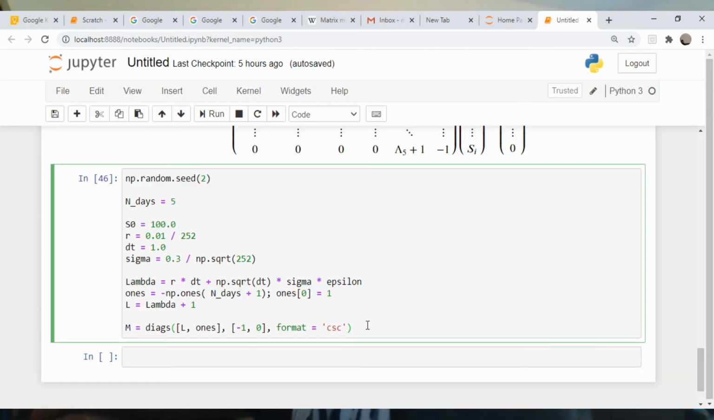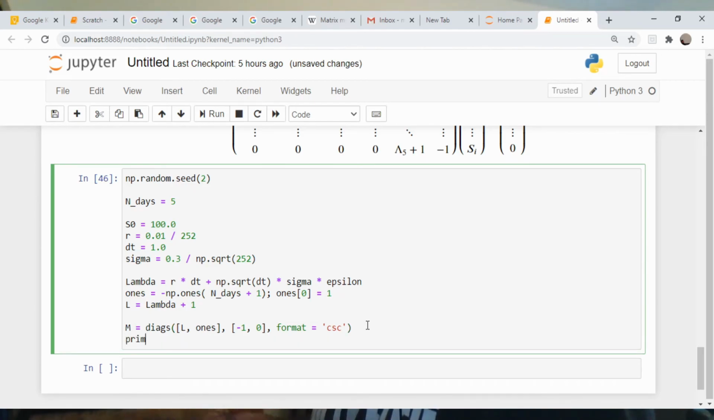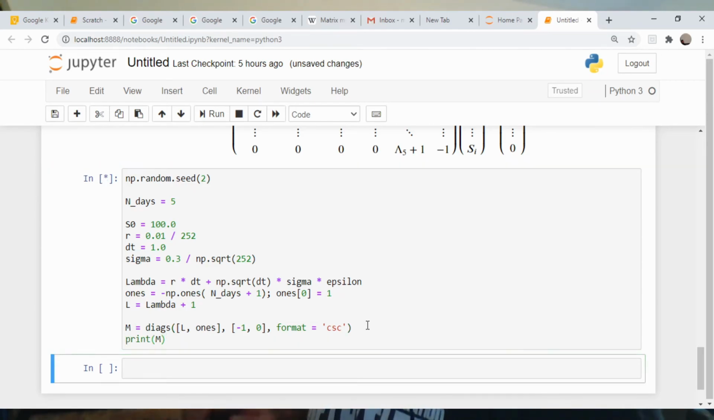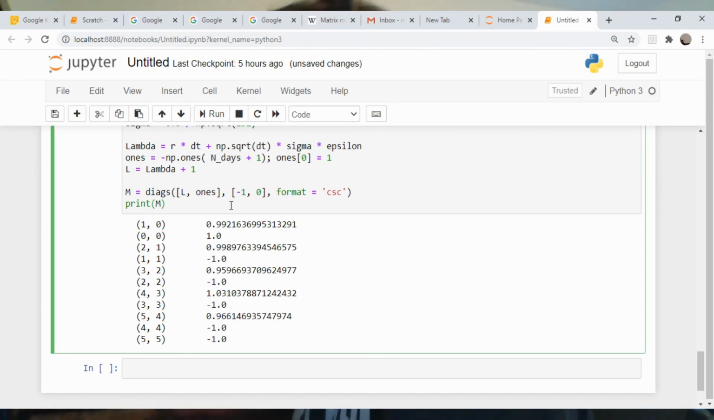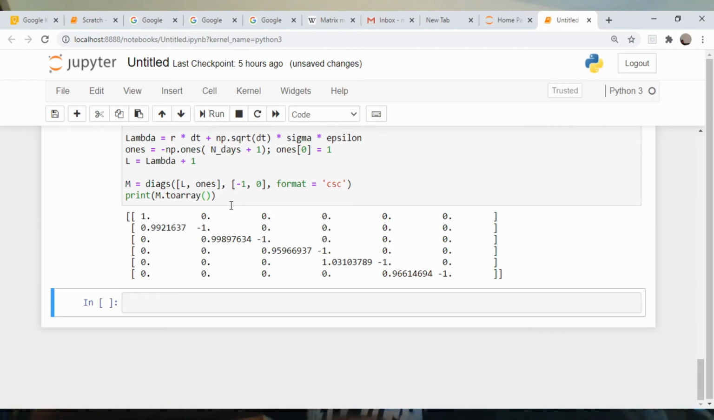And if we print this out, we'll see how it's actually stored in memory. So print M, and you'll see basically it just saves the coordinates of all the non-zero elements. There are functions to turn this into a regular matrix, toarray, I believe it is. So if we wanted to see what it actually looked like, this is what it looks like. So we have 1 and -1s, and then we have one below the diagonal.